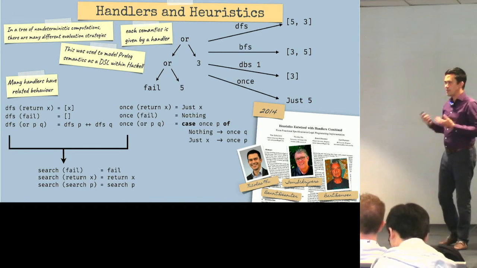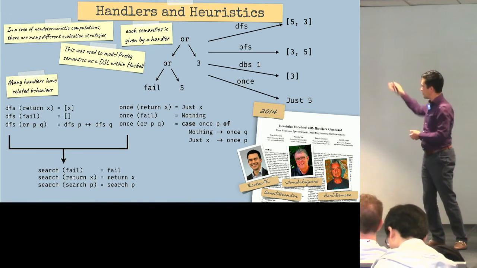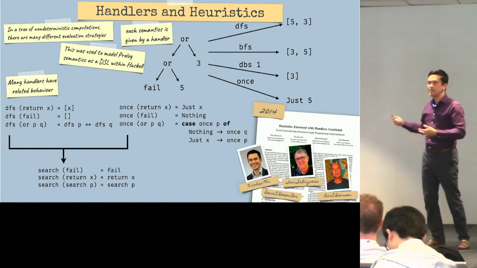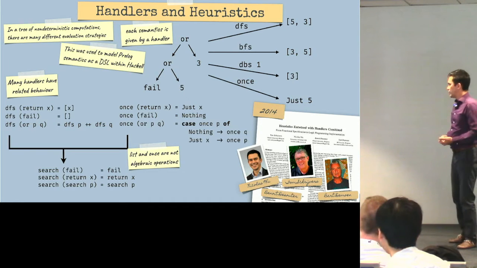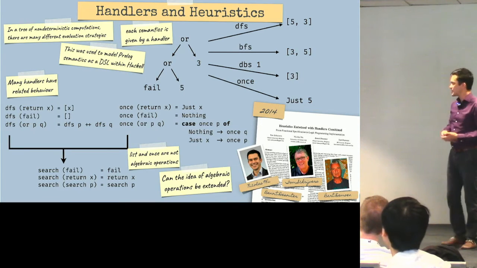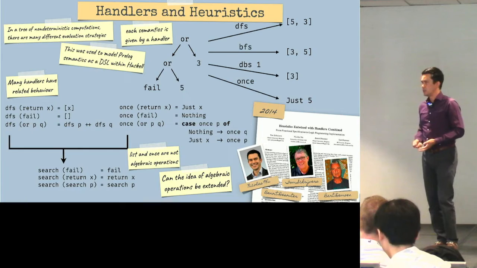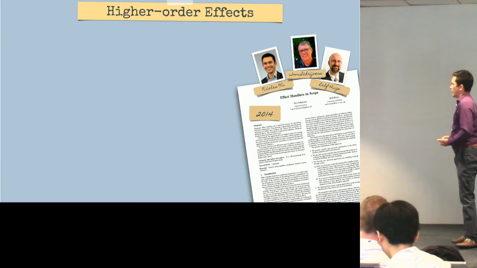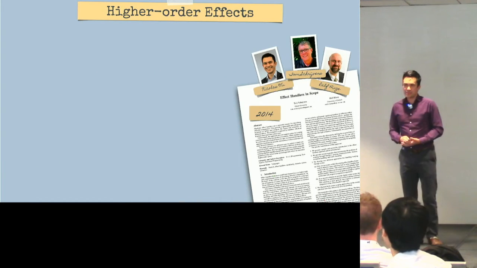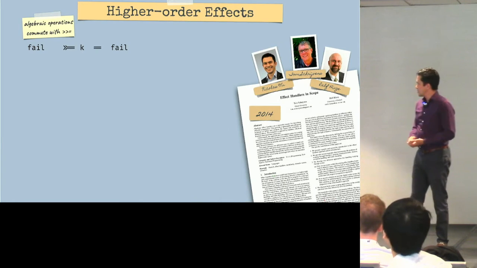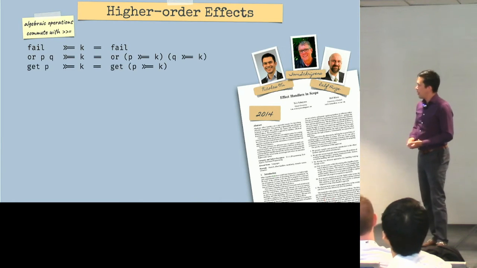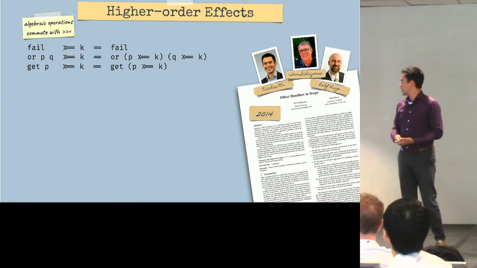So the theory of algebraic effect handlers doesn't apply to things like DFS, BFS, DBS, and once, even though it feels like there's an equational theory that binds these things together. So they're not algebraic. Is there a way that we can somehow extend the idea? A little bit later on, in the same year, we wrote this paper about effect handlers in scope. And the point is that, as I said earlier, bind has to distribute nicely over algebraic operations.